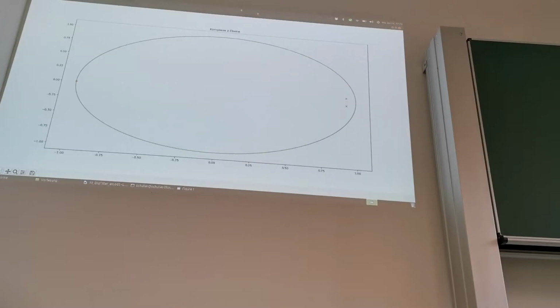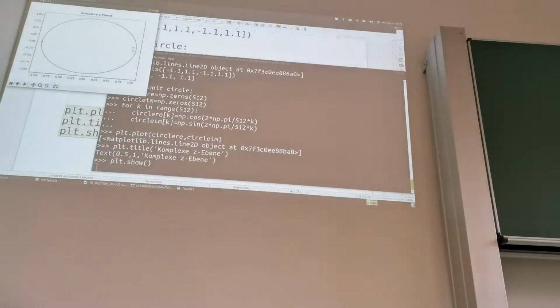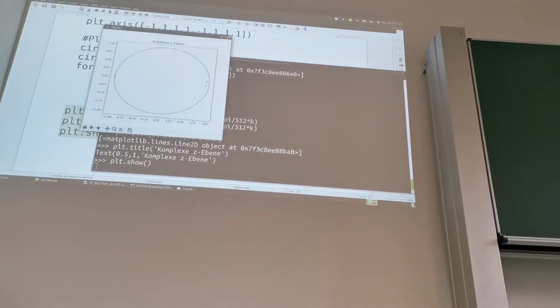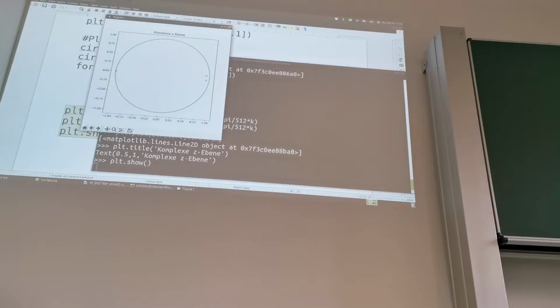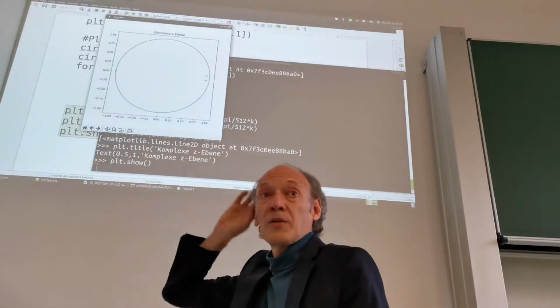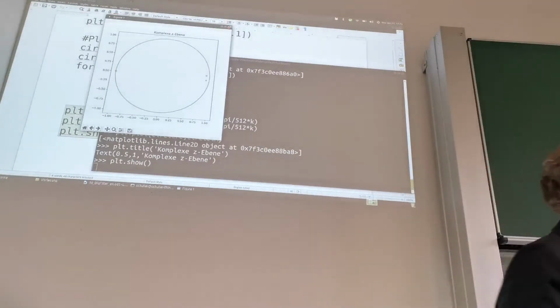This looks a little bit skewed because the window is skewed. Let's make it a little bit more nice. So now you can see here is the complex plane, X is real part, Y is imaginary part.